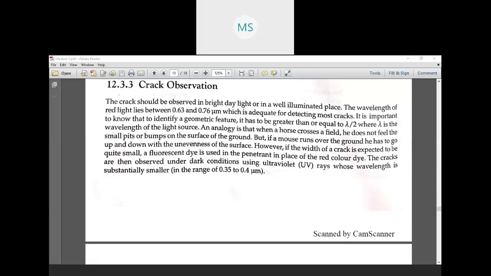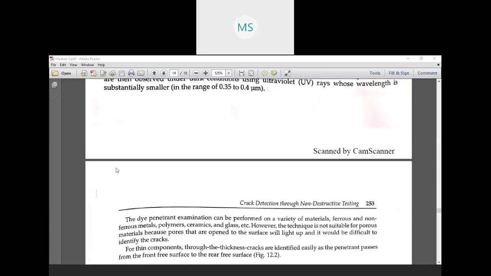The cracks are then observed under dark conditions. However, if the width of the crack is expected to be quite small, a fluorescent dye is used in the penetrant in place of the red color. The cracks are then observed under dark conditions using ultraviolet rays whose wavelength is smaller, in the range of 0.35 to 0.4 micrometer.